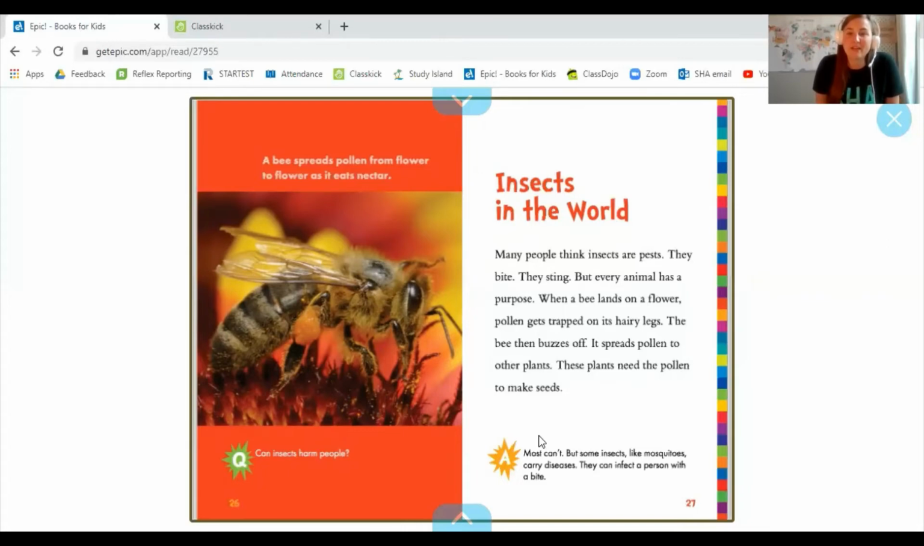When a bee lands on a flower, pollen gets trapped on its hairy legs. The bee buzzes off. It spreads pollen to other plants. These plants need the pollen to make seeds.